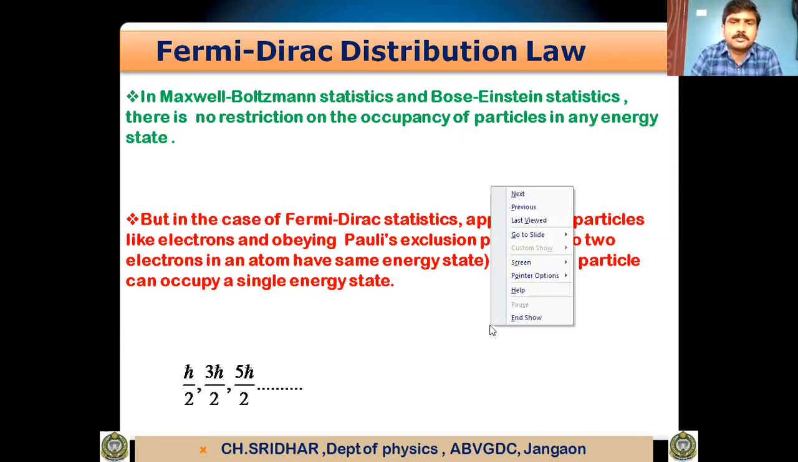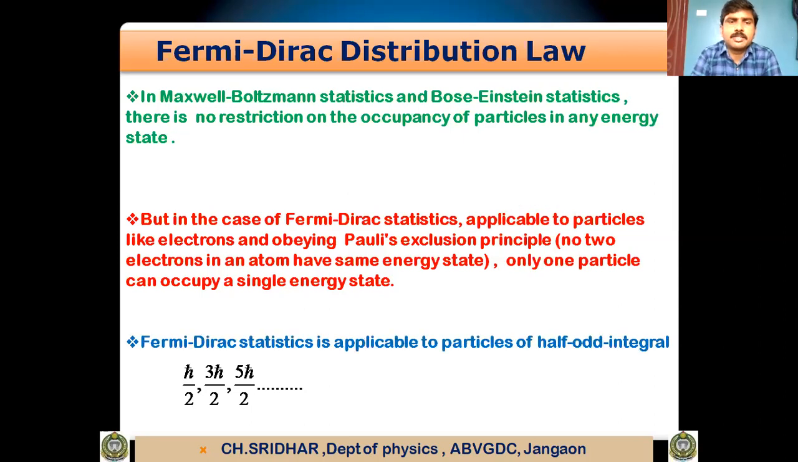And the Fermi-Dirac statistics is applicable to particles of half-odd integral spins, that is h cut by 2, 3h cut by 2, and 5h cut by 2. The particles like electron, proton, and neutron, where h cut is equal to h by 2 pi, and h is the Planck's constant, which is given by 6.62 into 10 to the power of minus 34 joule second. So this is the Fermi-Dirac statistics.